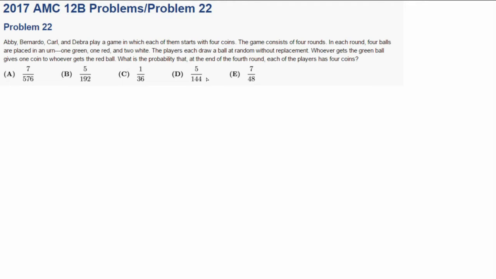Today we're going to be doing 2017 AMC 12B, problem 22. You might recognize this if you took the AMC 12 test. So without further ado, let's just get right into it.